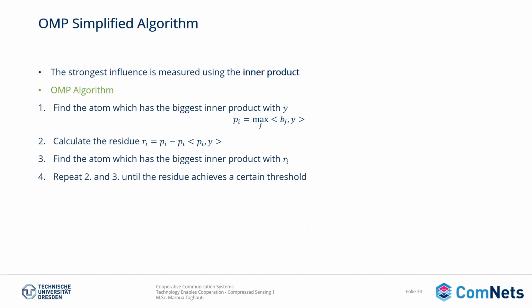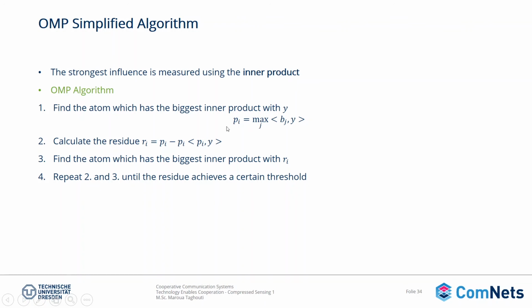Okay, so in a simplified way, the OMP algorithm could be seen in like 4 steps. First of all, initialization: we would like to find the atom which has the biggest inner product with Y. Of course, here I apologize, it should be an absolute value of the max inner product here.